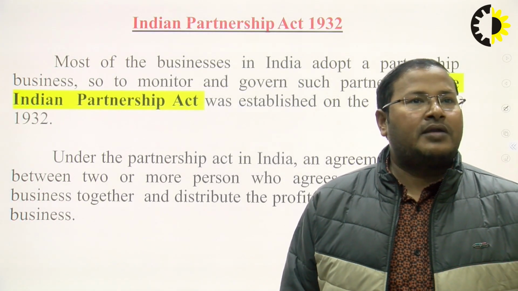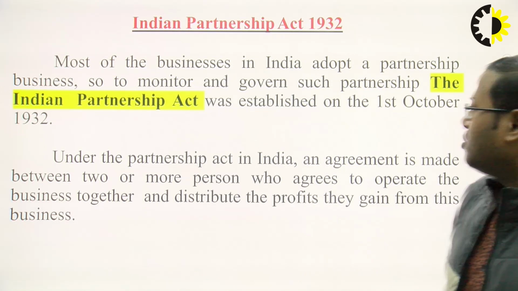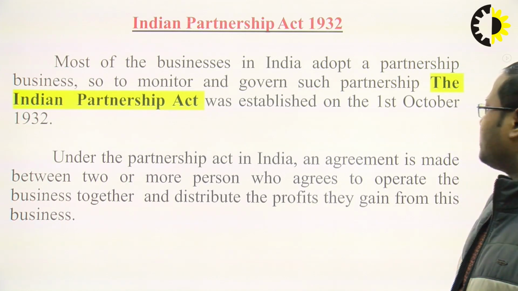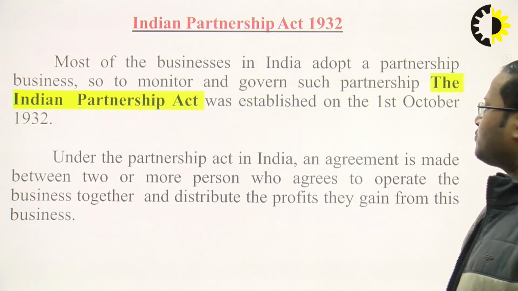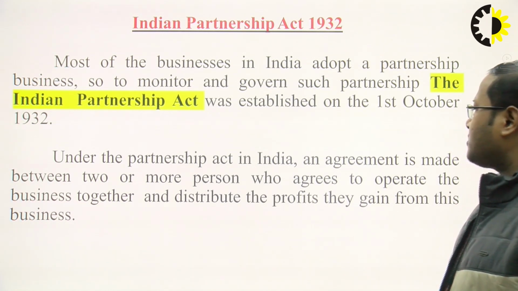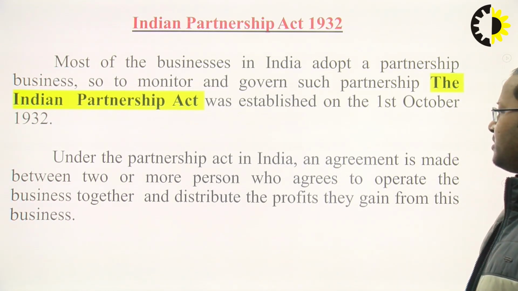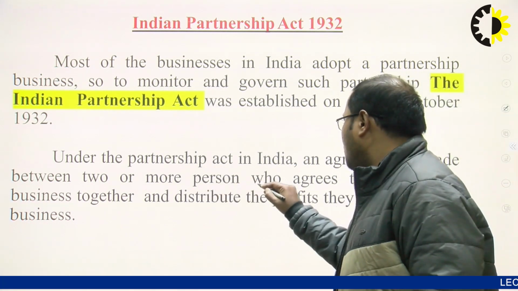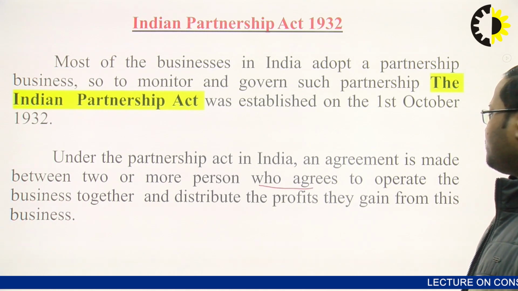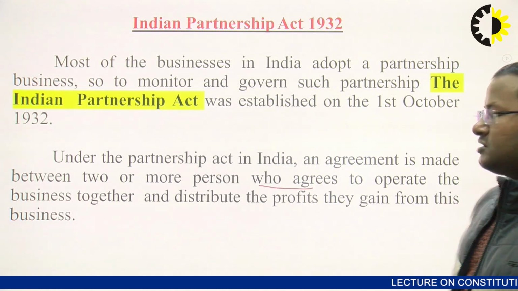Indian Partnership Act 1932. Most businesses in India adopt a partnership form. So, to monitor, control and govern such partnerships, the Indian Partnership Act was enacted on the 1st October 1932 in India. Under the Partnership Act in India, an agreement is made between two or more persons who agree to operate the business together and distribute the profits they gain from this business.